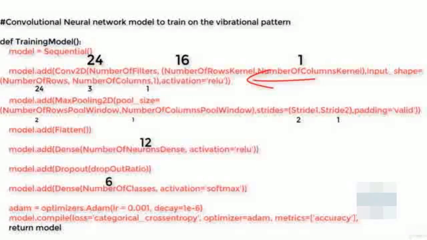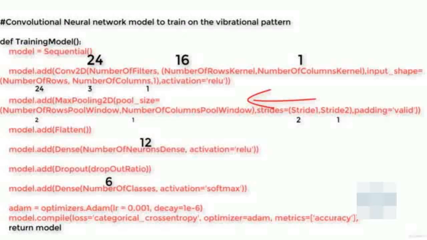a convolution layer with 24 filters and 16 by 1 kernel size. The input shape to this layer is 24 by 3 by 1, and an activation is used to make the output non-linear. So these parameters we have to pass in the Convolution 2D API of Keras. Next we have to add a pooling layer of size 2 by 1 with stride 2 by 1. The Max pooling 2D API has been used to do this.